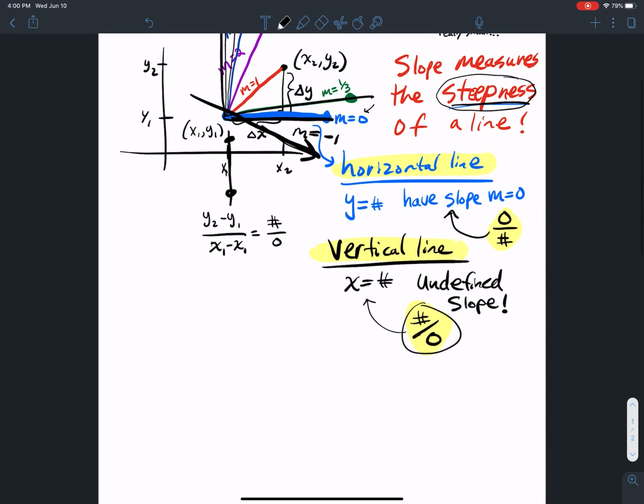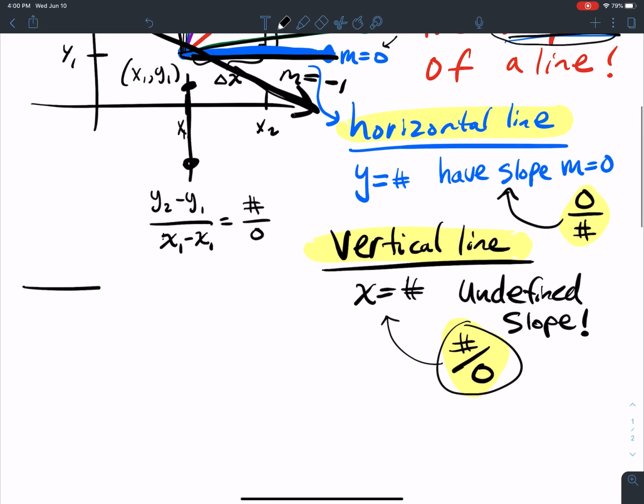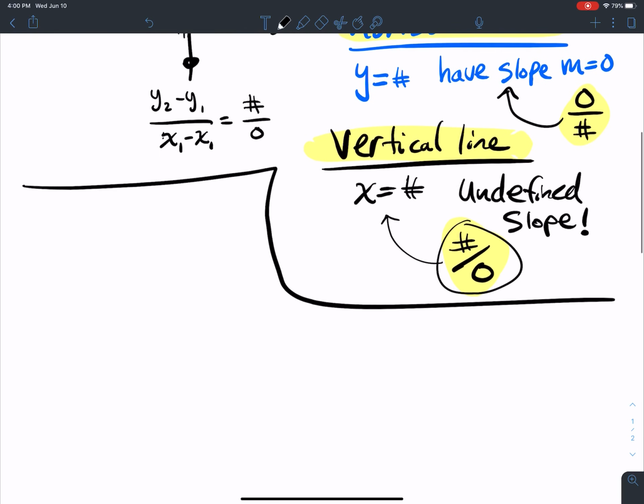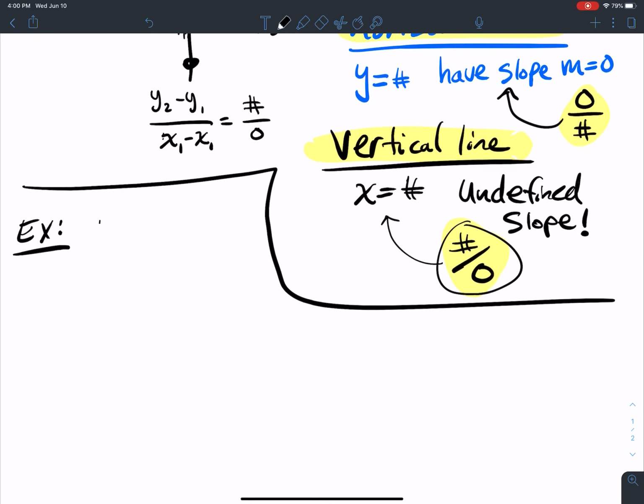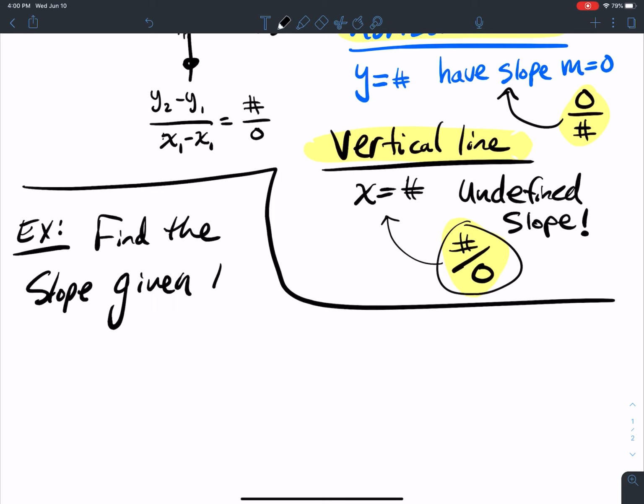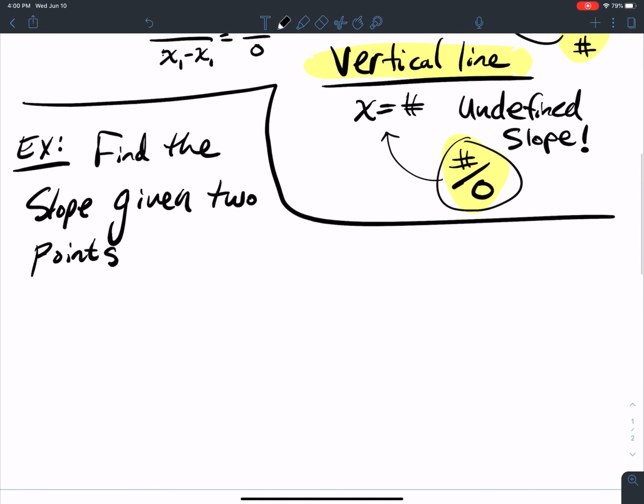All right? So let's find the slope given 2 points. Okay, so if we're given 2 points, so say you're given the points 6, 5 and 7, 8.